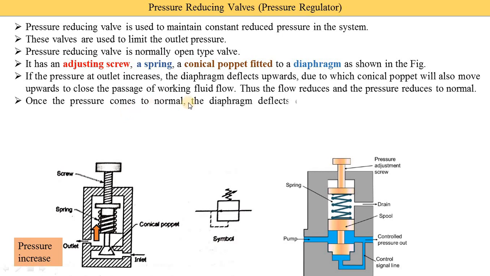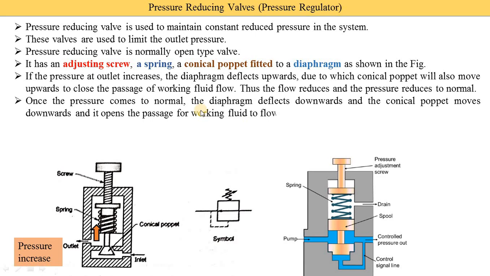Once the pressure comes to normal, the diaphragm deflects downwards. So when the pressure is coming to normal, the diaphragm moves in the downward direction, means it deflects on the downward side, and the conical poppet moves downwards because when the diaphragm moves down, the conical poppet also moves in the downward direction, and it opens the passage for the working fluid to flow. Means when the passage is open, more working fluid is supplied at the reduced pressure to the system.